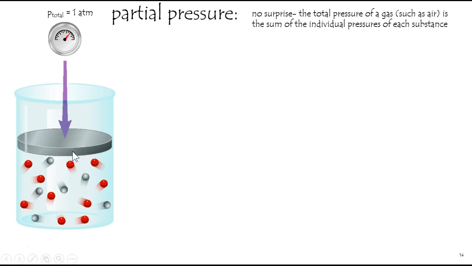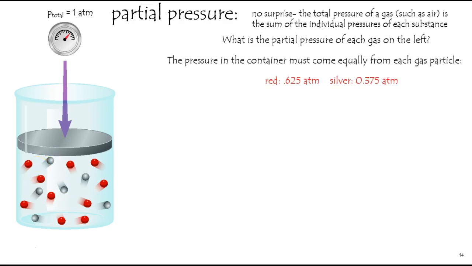In this particular cylinder, valve really, we're currently at a pressure of 1 atmosphere according to this. And if we want to know what the partial pressures are, I guess it would be 0.625 atmospheres for the red, 0.375 for the silver. If that makes sense to you, you'll be fine.